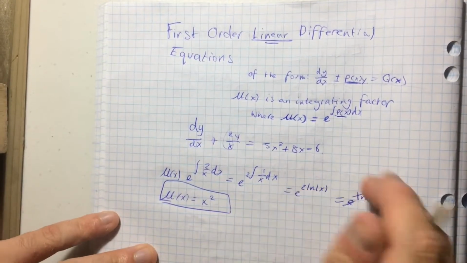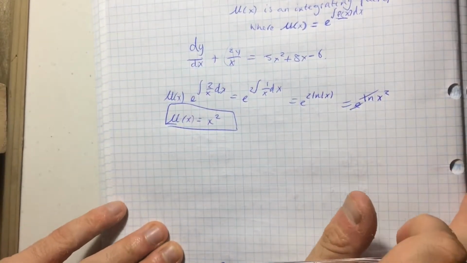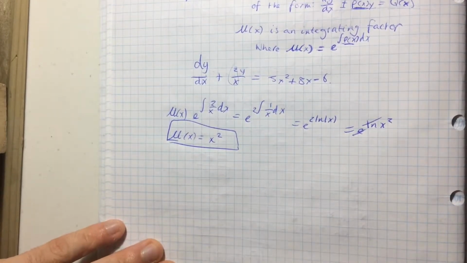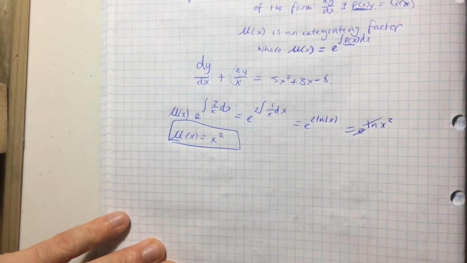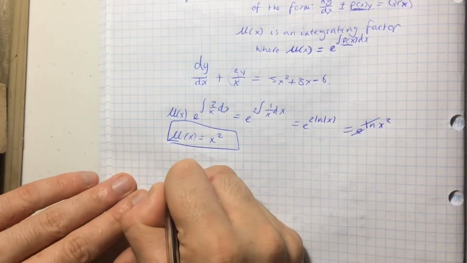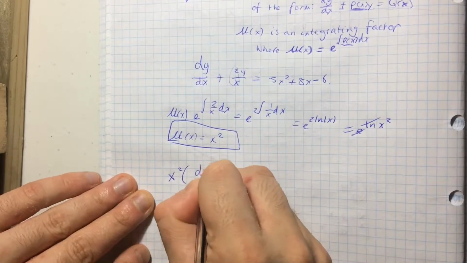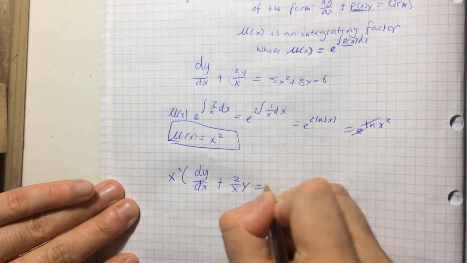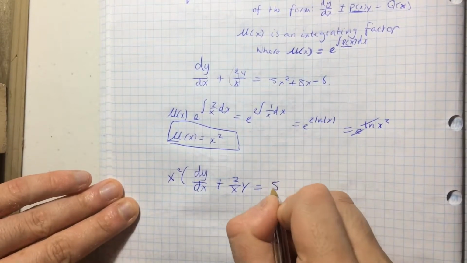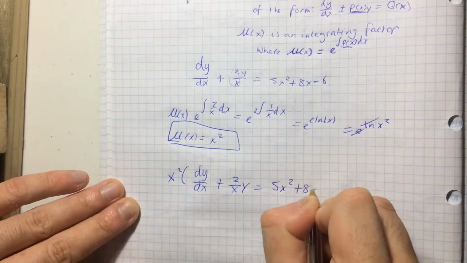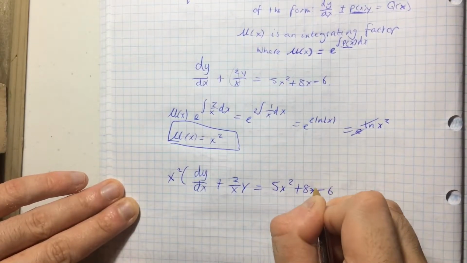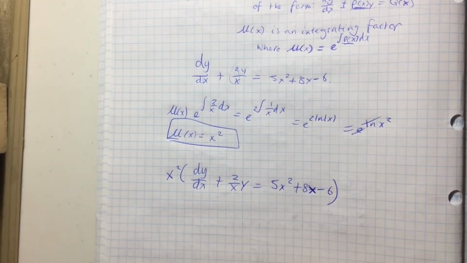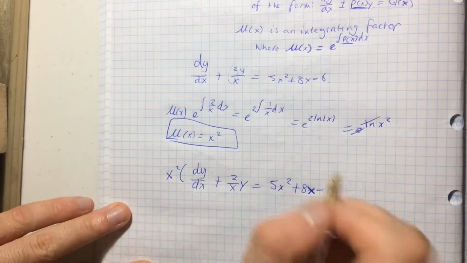Now, why is this important? Well, mu of x is the integrating factor that we multiply the whole expression by. And you'll see why in a moment. It's the coolest thing ever, I'm telling you. So, x squared times dy/dx plus 2 over x times y is equal to 5x squared plus 8x minus 6. That's not a star, that's an x. What next? We just expand it out.